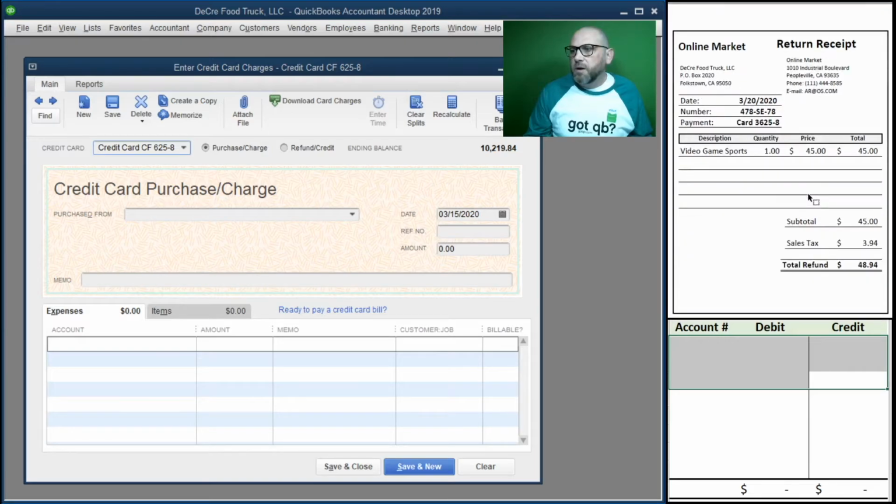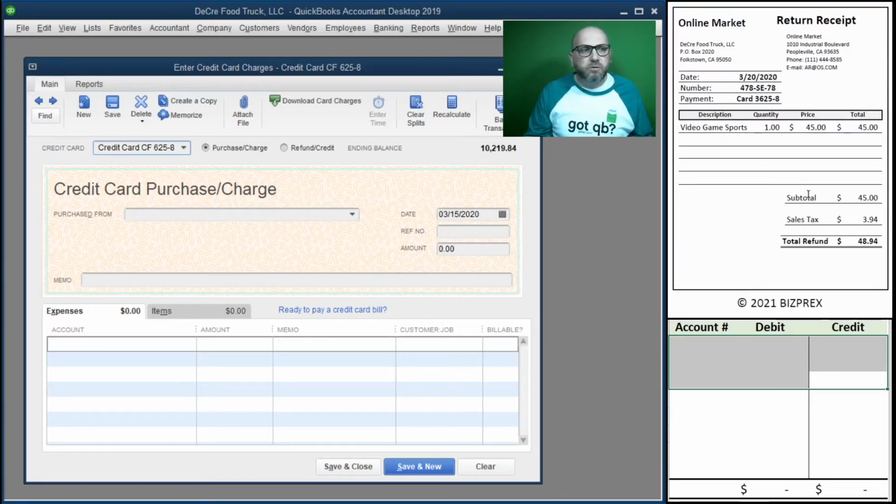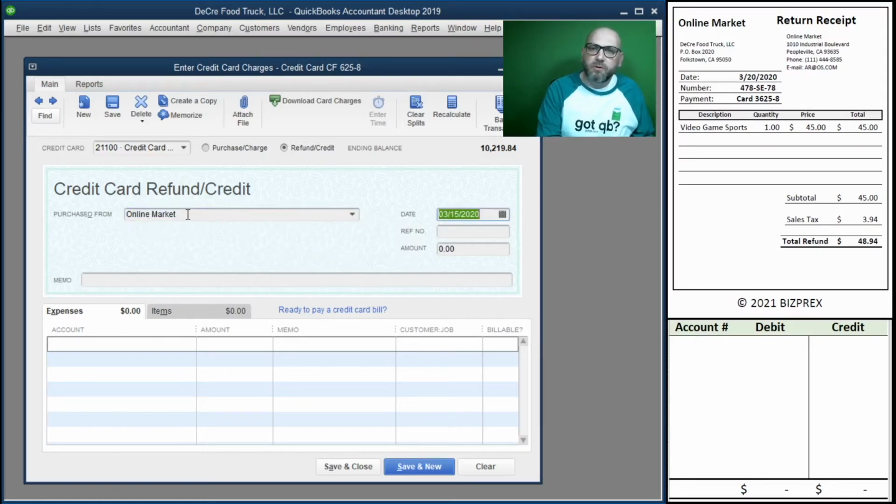All right. The next one is a return receipt, right? So we're returning the video game. We purchased it. We realized we have a business to operate. We don't have time to play video games, and we're returning it. Again, right here in the same interface that we were in before, we're going to click on Refund and Credit. It will reverse the behavior of the squares, these windows, and we'll cover it in a second here. So we're going to return it to Online Market.